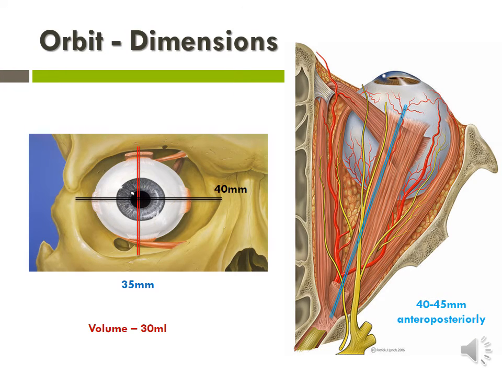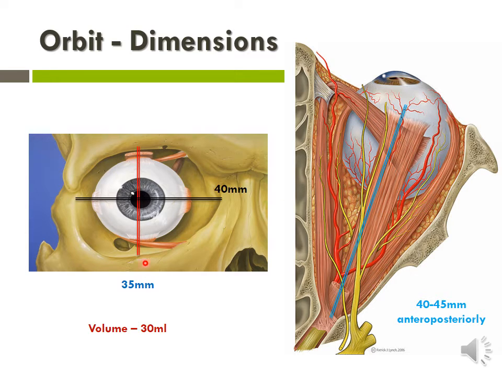In this slide we'll be discussing the dimensions. Dimensions are nothing but the measurements, right? So we discussed the shape of the orbit. We will not feel like it has the shape of a cone or a pyramid when we look from the anterior side, but when we look from the superior side we can easily understand that the orbit is like a cone, or like a pyramid.